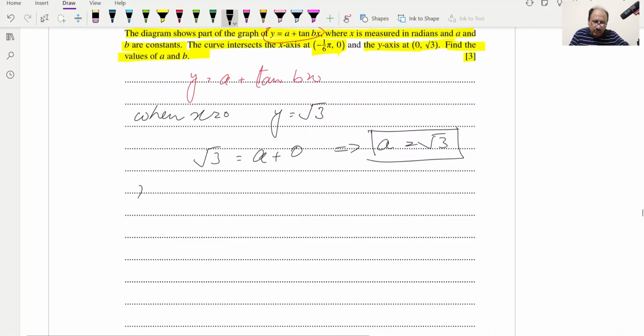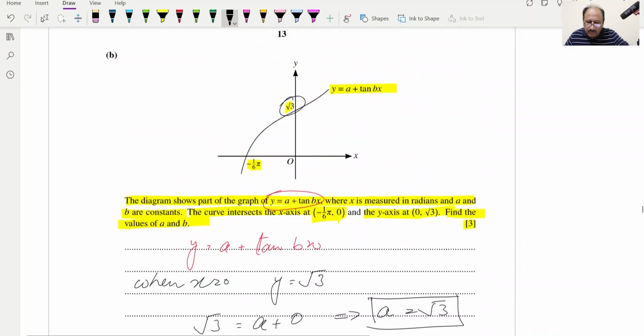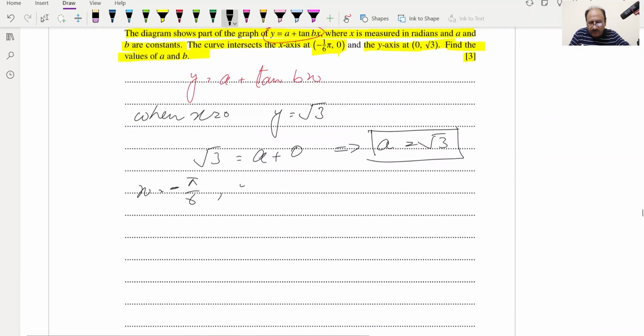When x is equal to minus pi by 6, y value will be equal to 0. If we replace in the same equation, 0 is equal to a plus tan of minus pi by 6 times b. Now we can replace this a value, root 3, over here and send this root 3 to the other side.